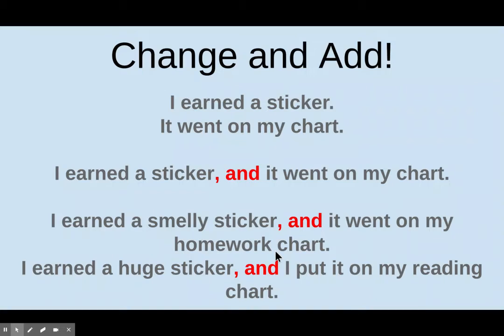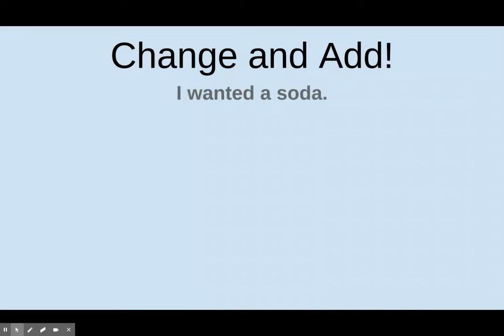So now you've checked that one, so you kind of get an idea of what you got. I would have given you a 2 here because you didn't follow the directions. I would have given you a 3 here, all right? If you put at least one adjective. Here I put 2 adjectives. Smelly, sticker, homework, chart.